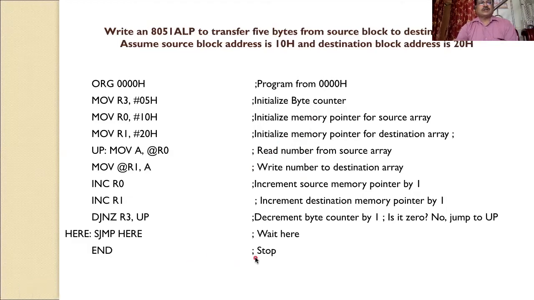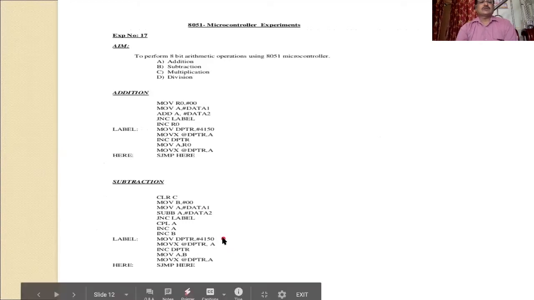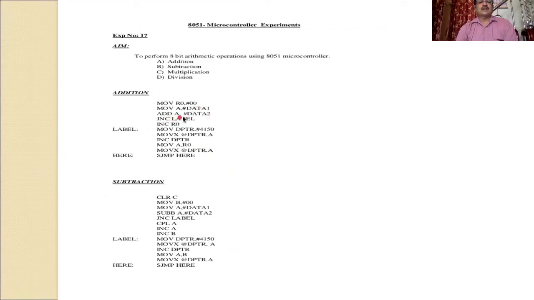I hope you understand how to write the assembly language programs. Then, for your understanding, some simple programs are given. The first one is for the addition of the two numbers. You will find the ADD instruction is used here. The data 1 and data 2 are to be added, and the result is available in the accumulator, which is stored at the 4150 memory location, defined using the DPTR.